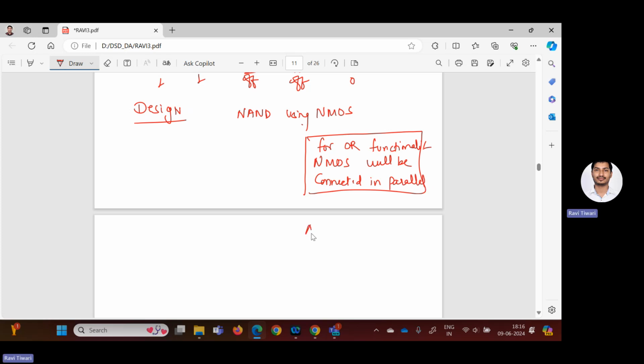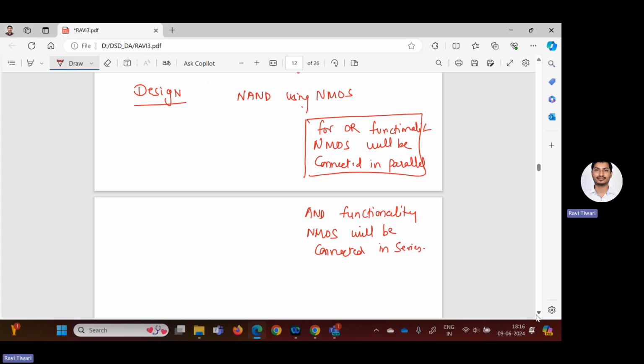Similarly, for AND functionality, NMOS will be connected in series. Correct. Now we are actually trying to design a NAND gate circuit by using the NMOS. So we will write down the expression here.